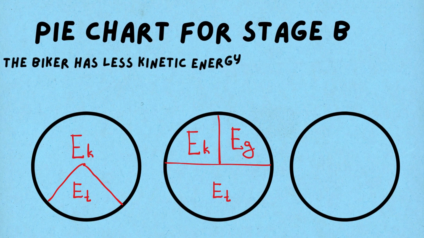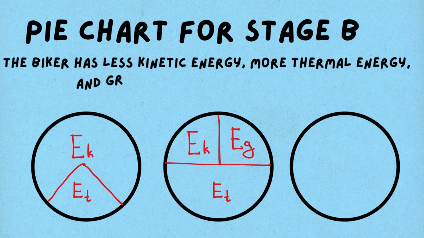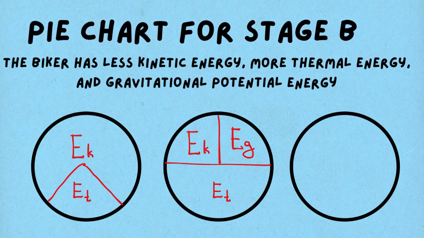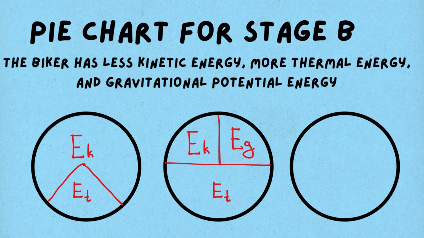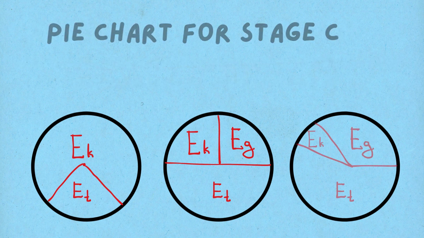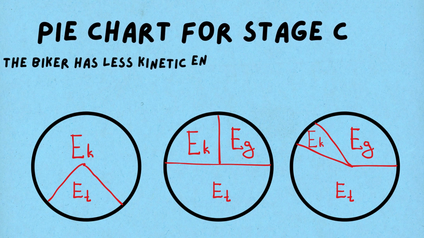In stage B, some of the biker's kinetic energy has been converted to thermal energy, and some of the kinetic energy has been converted to gravitational potential energy since he is climbing the hill. So the EK has gone down, ET and EG are growing. Here is a pie chart for stage C.